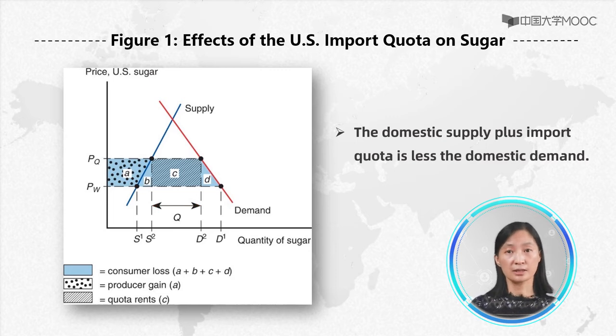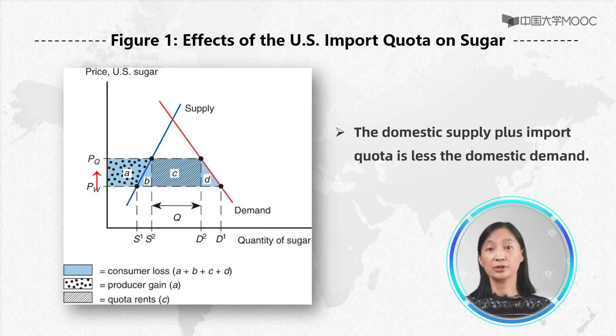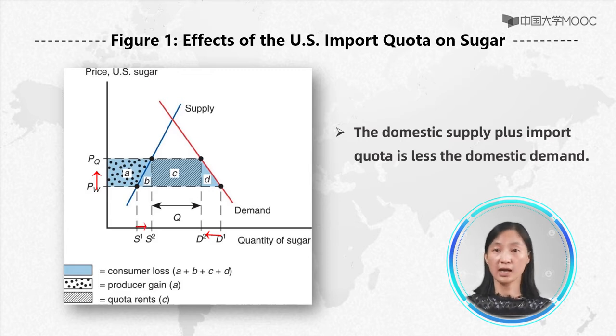Because the domestic supply plus import quota is less than the domestic demand, the price of sugar in the U.S. increases to PQ, higher than the world price in the outside world. The increase in price will lead to a reduction in U.S. sugar consumption from D1 to D2, and an increase in U.S. sugar production from S1 to S2.